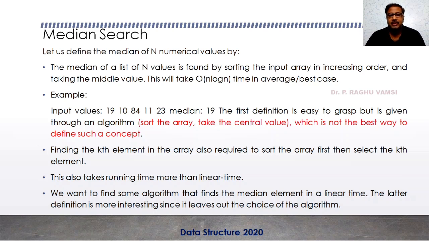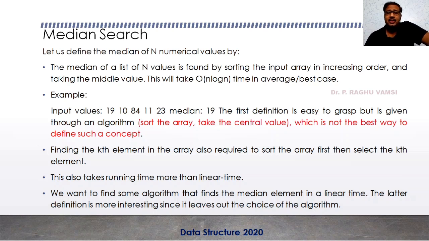Finding the kth element in the array also requires sorting the array first, then selecting the kth element. This also takes running time more than linear time, although it is moderately lower compared to the previous case. We want to find an algorithm that finds the median element in linear time. The latter definition is more interesting since it leaves out the choice of the algorithm. That means in what way you do it is left to you.